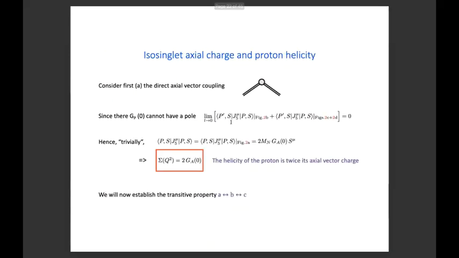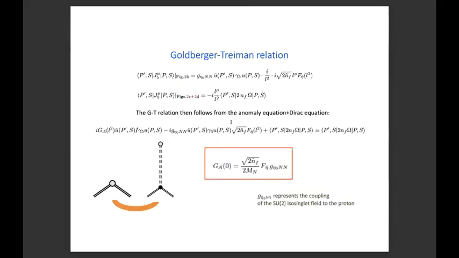And so now if I take this general expression that I had here, and then I contract that with L mu and use the Dirac equation, I can show that this axial vector charge can be written in terms of the eta bar decay constant times the coupling of this eta to the nucleon. And so this is nothing but the Goldberger-Treiman relation for the isosinglet axial vector.